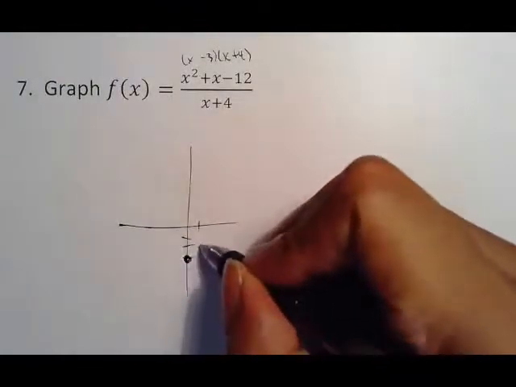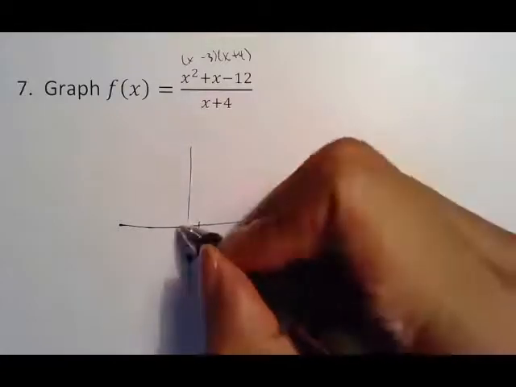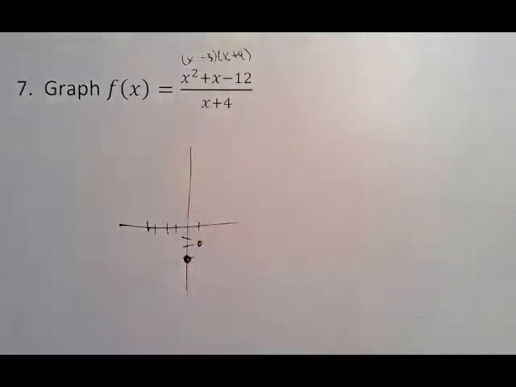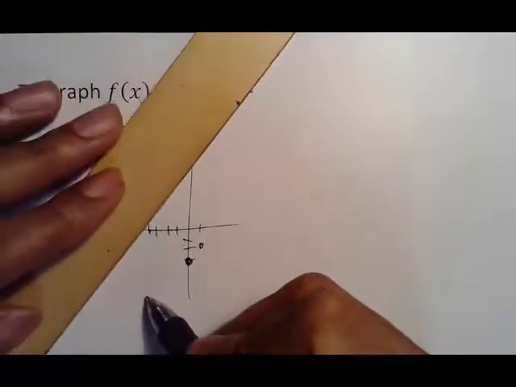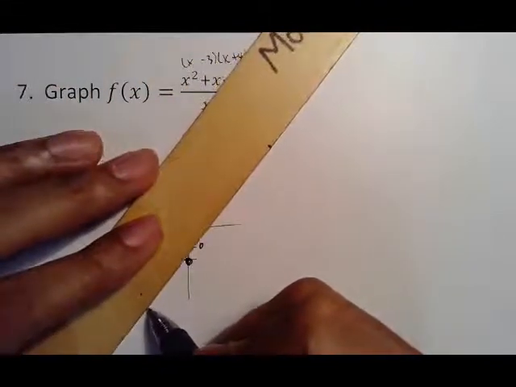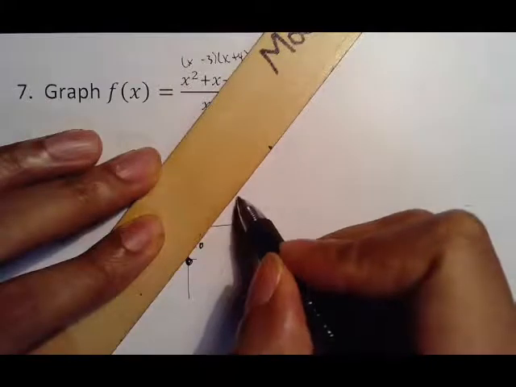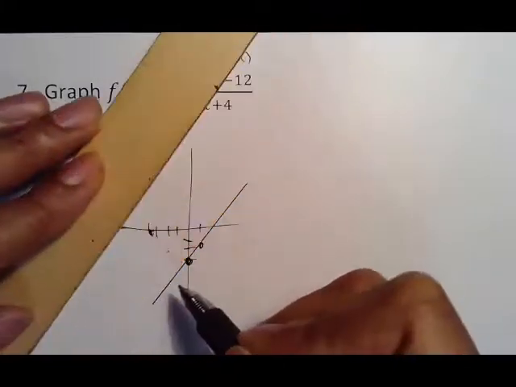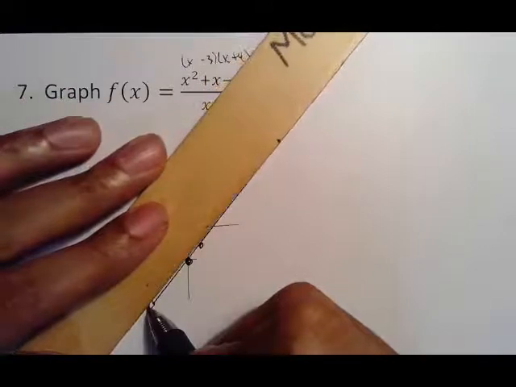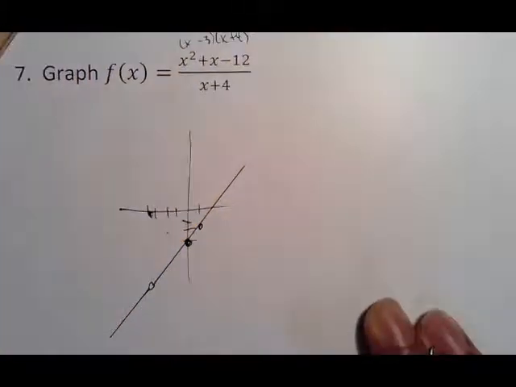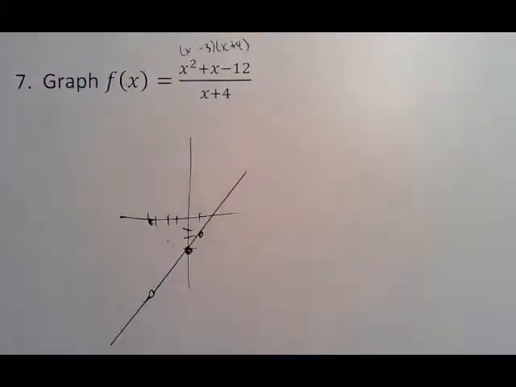So up 1 over 1 with a hole at -4. I'll try to remember that this time, somewhere around here. I just completely destroyed it. There we go. So if your graph looks something like that, then you did your job.